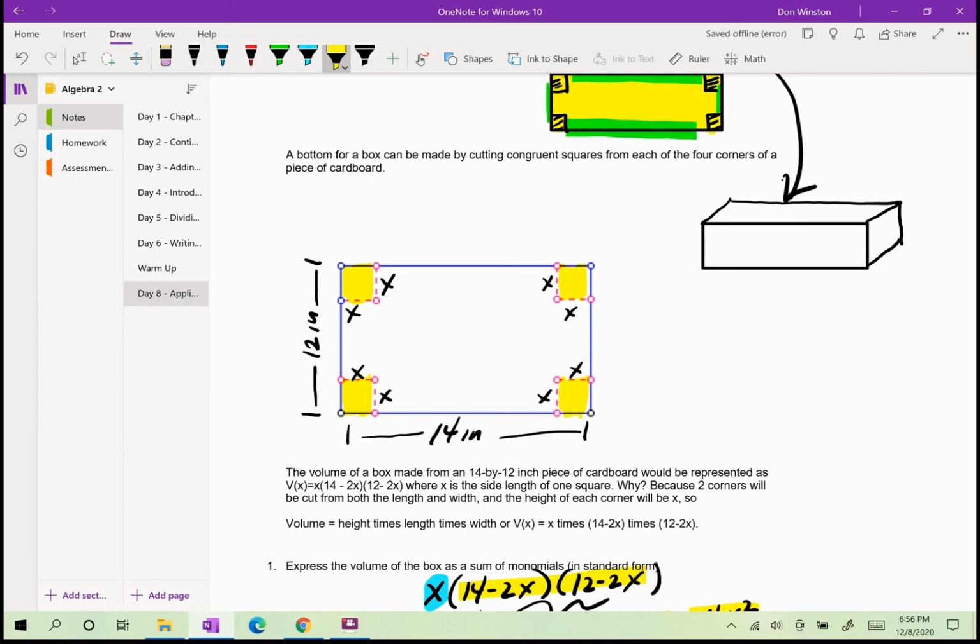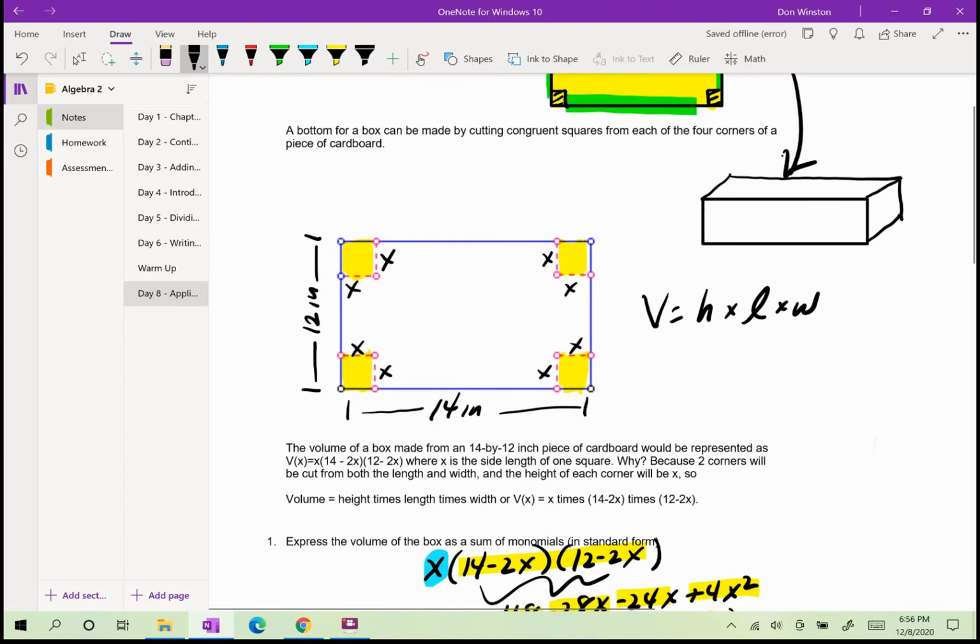Now the volume of a box made from a 14-inch by 12-inch piece of cardboard would be represented as the volume, which is a function of x, equal to x times (14 minus 2x) times (12 minus 2x), where x is the side length of one of the squares. And so let's ask the question, why does that formula hold? Well, let's remember the formula for the volume of a rectangular prism. The volume is equal to the height times the length times the width.